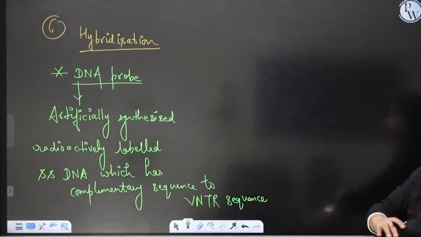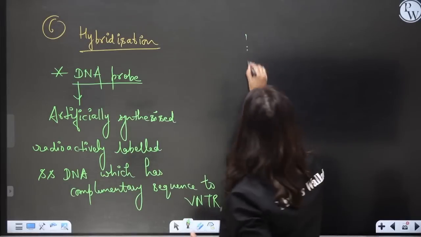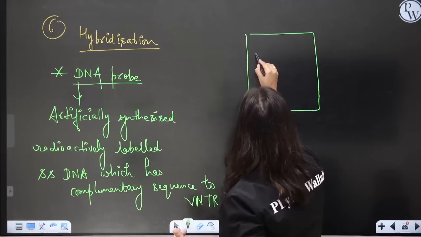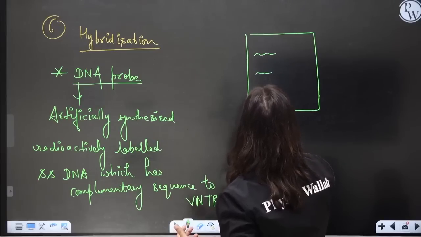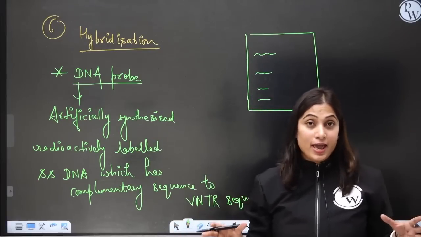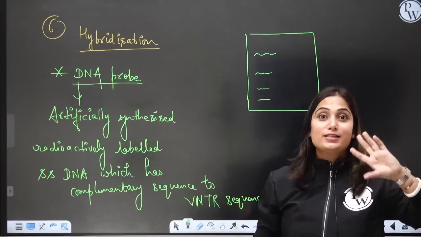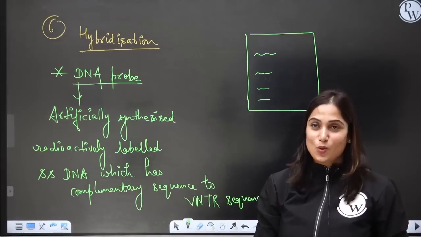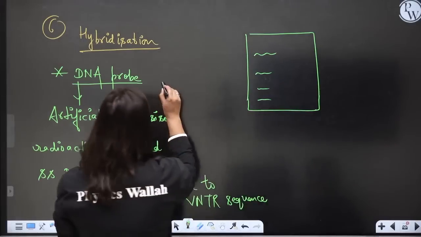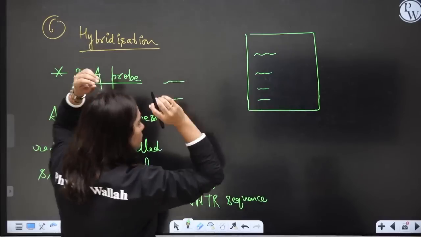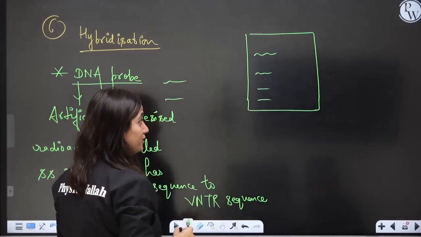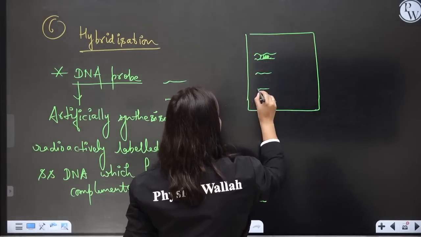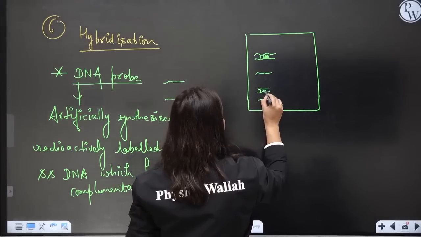Okay. Now imagine that on that nylon paper or the nitrocellulose membrane, we have many single-stranded fragments of DNA, right? Many single-stranded fragments of DNA. And I just told you that in some of the fragments, there is repetitive sequence, and in some of the fragments, there will be no repetitive sequence. So when we will take this DNA probe and provide it here, then hybridization will be present where there is the repetitive sequence.